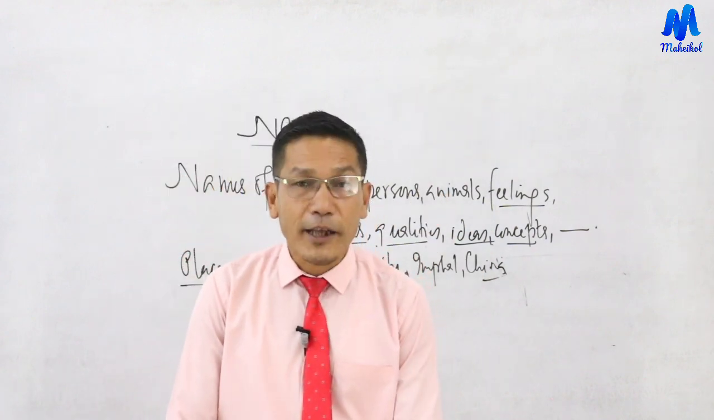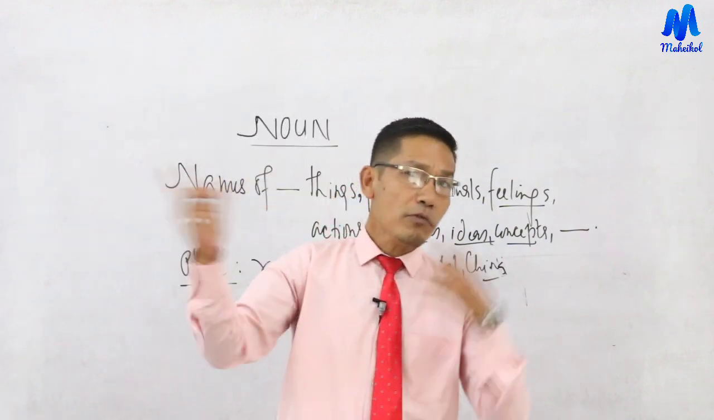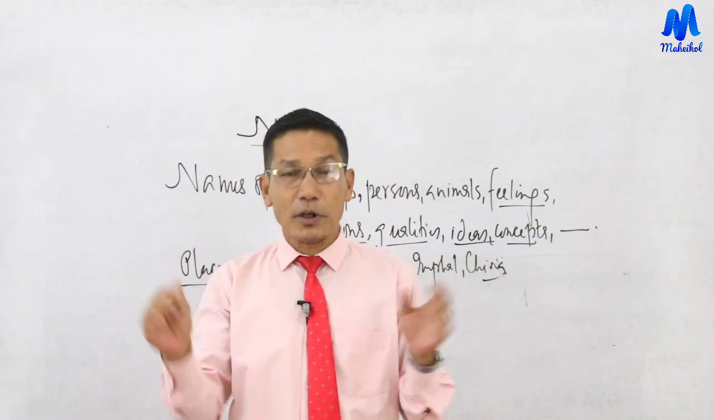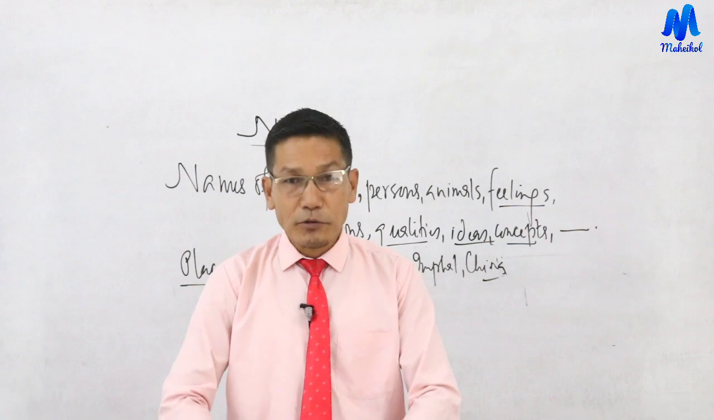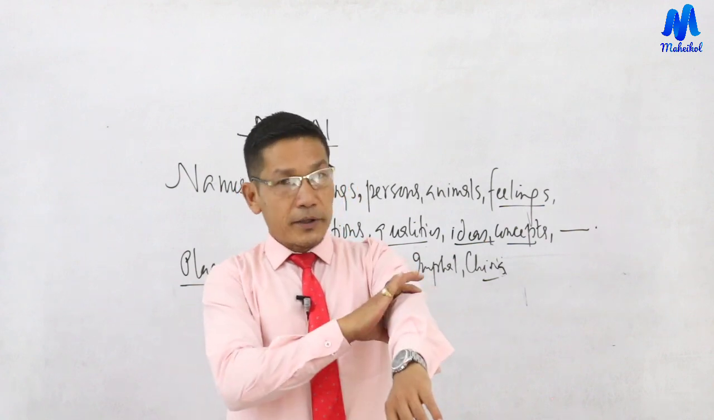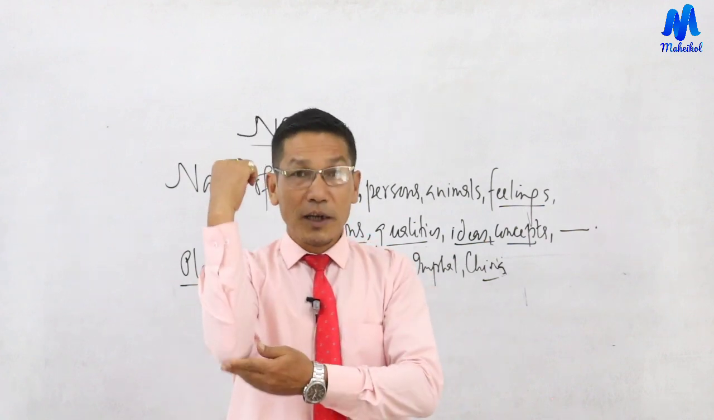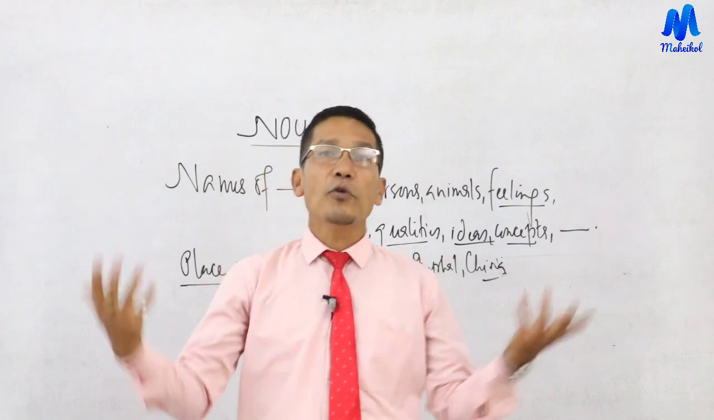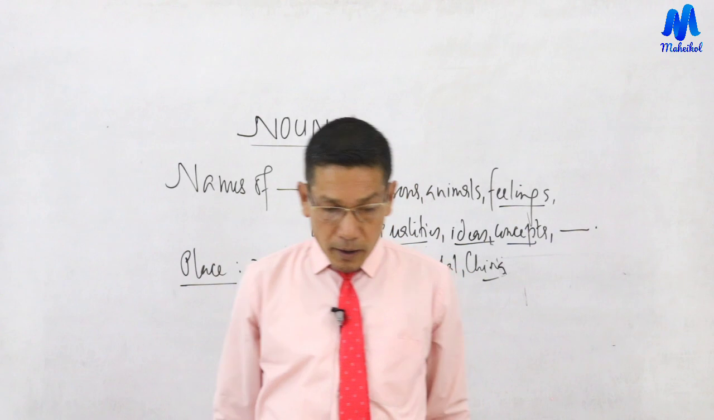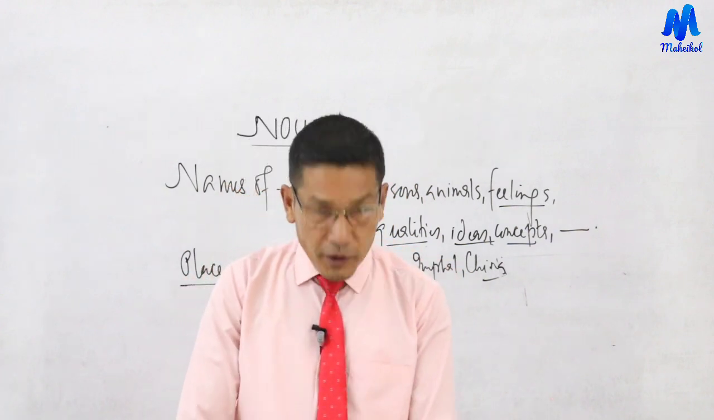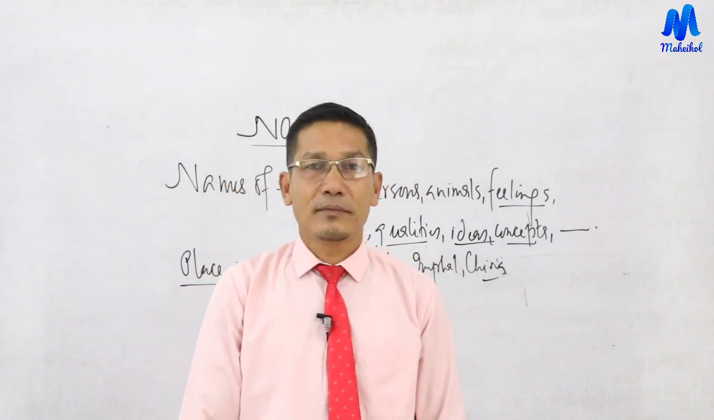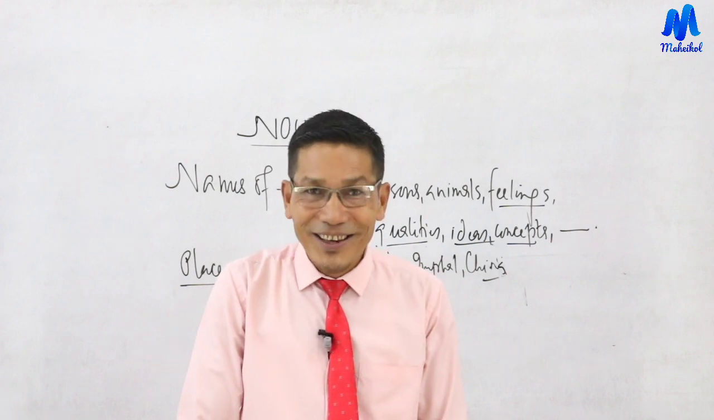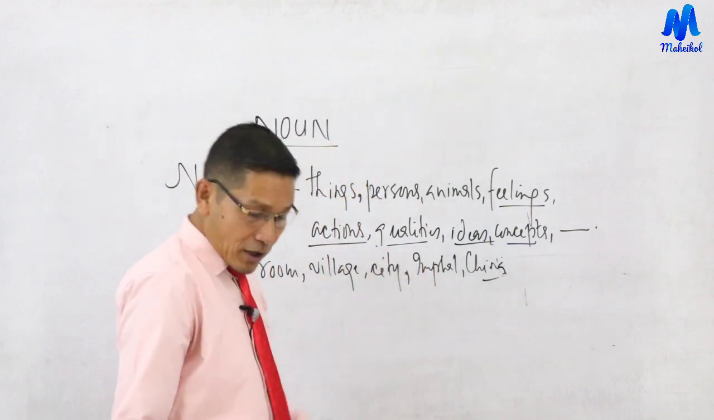Noun, anything that has a name, that name is a noun. Tie is a noun, watch is a noun, hand is a noun, elbow is a noun, knuckles, ring are nouns. The name of anything is considered a noun in our language, English.